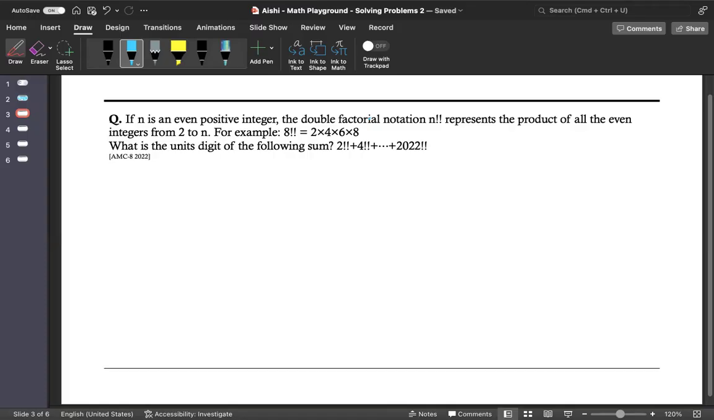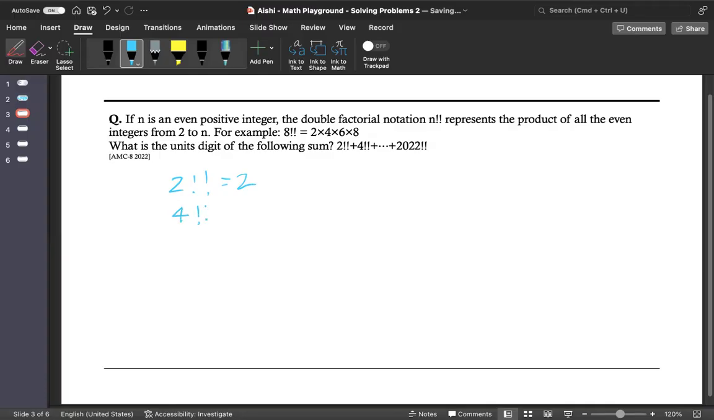2022 double factorial. Alright, not to insult you or anything, but I know some of you are thinking, wow, this problem is so scary, I don't want to multiply all of this. Lucky for you, we don't have to. So we're just going to find a pattern here. 2 double factorial is equal to 2.